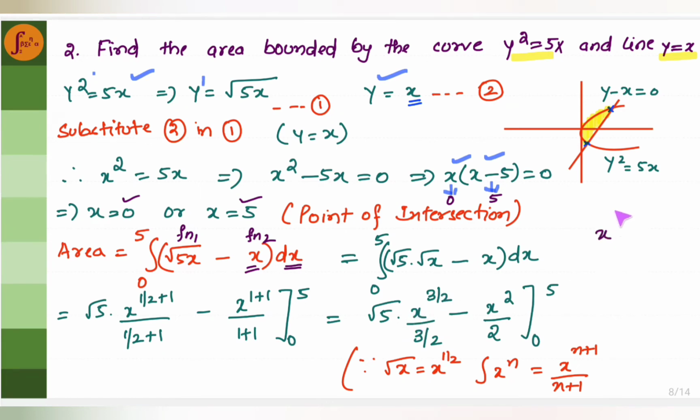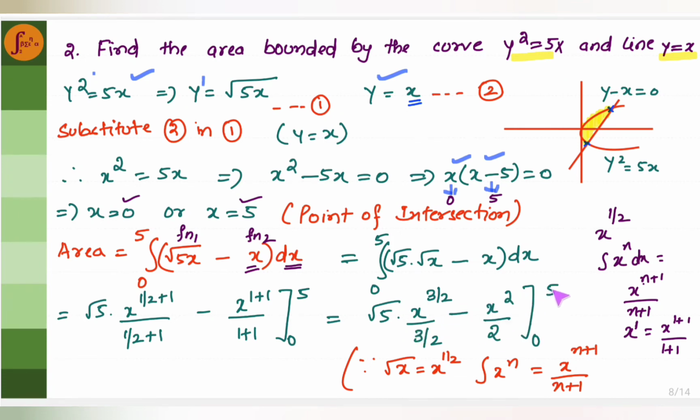So root x is, like I told, x to the power half. And an integral of x to the power n dx is equal to x to the power n plus 1 by n plus 1. So here instead of n, we have half. So it's going to be half plus 1 by half plus 1. X to the power half plus 1 by half plus 1 is x to the power 3 by 2 by 3 by 2. And this one, integral of x is going to be x square by 2. So we have found the integral of both the functions.